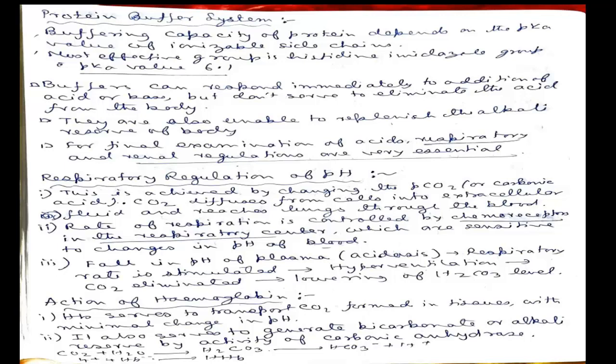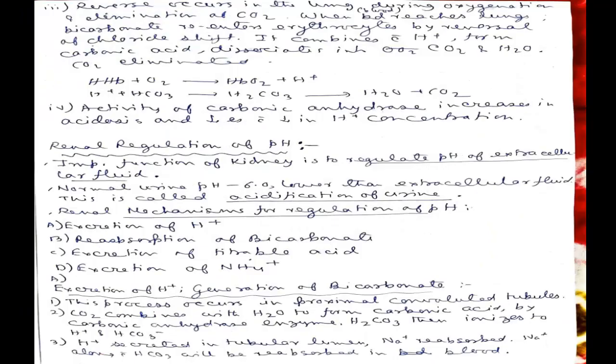In lungs, during oxygenation, oxygen first binds with the hemoglobin and H plus is released. Now this H plus reacts with bicarbonate, which enters the erythrocytes by reversal of chloride shift. It combines with H plus, and H2CO3 is formed. Now it is dissociated by carbonic anhydrase enzyme and carbon dioxide is eliminated. Activity of carbonic anhydrase increases in acidosis and decreases in alkalosis.